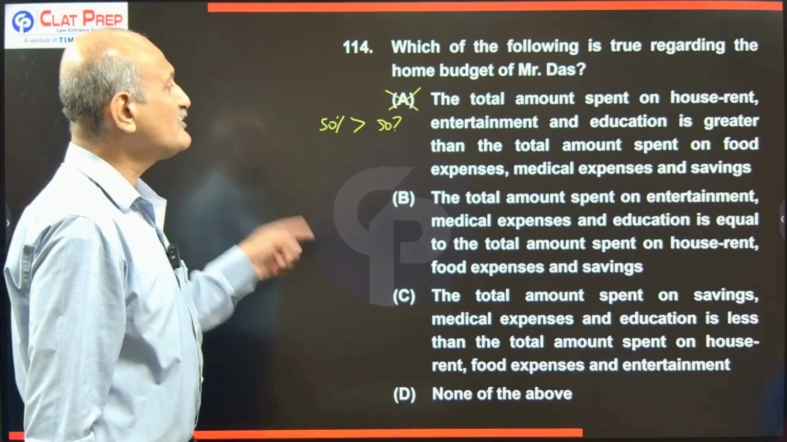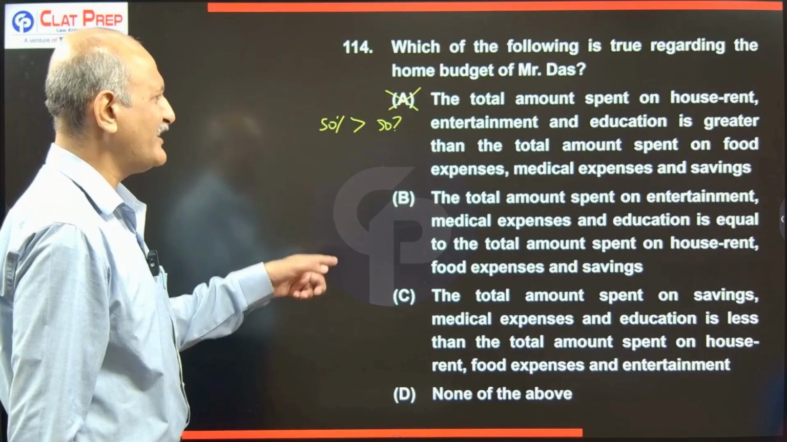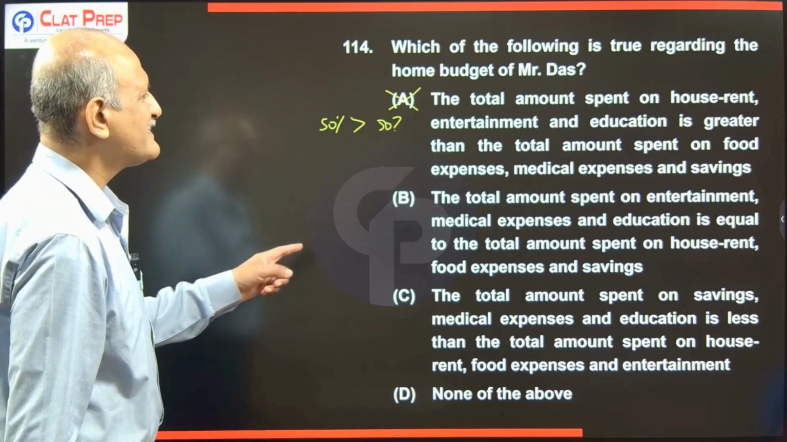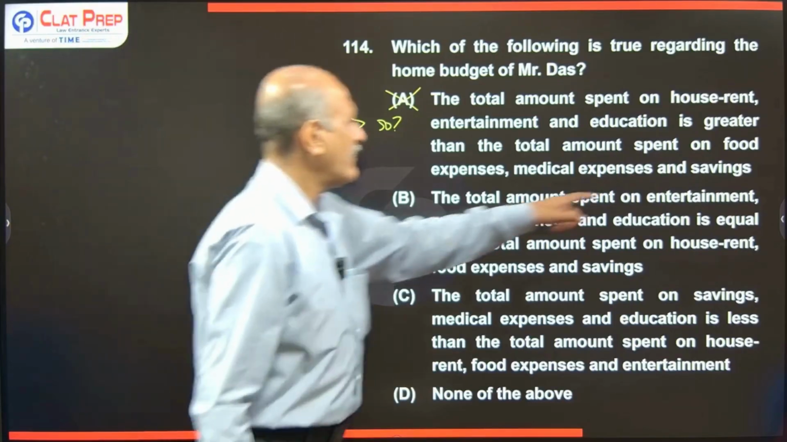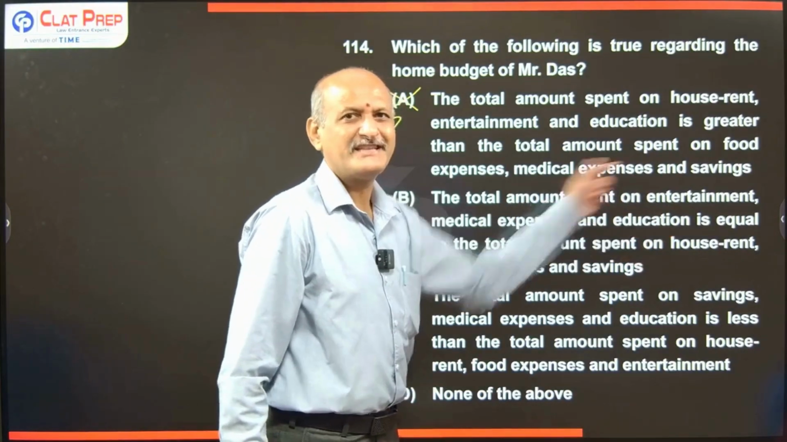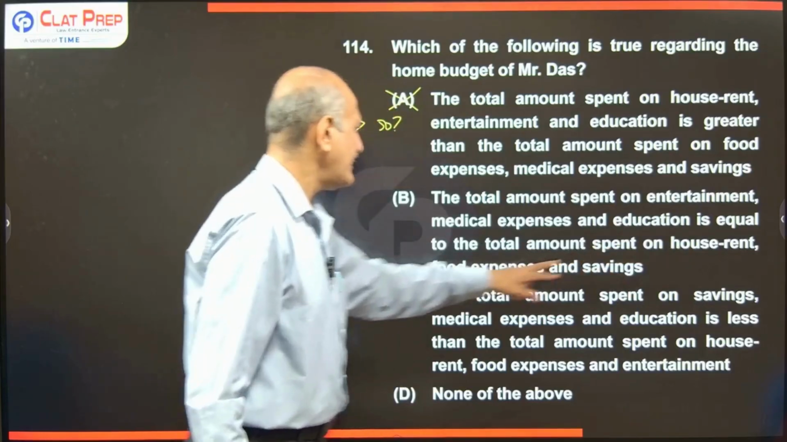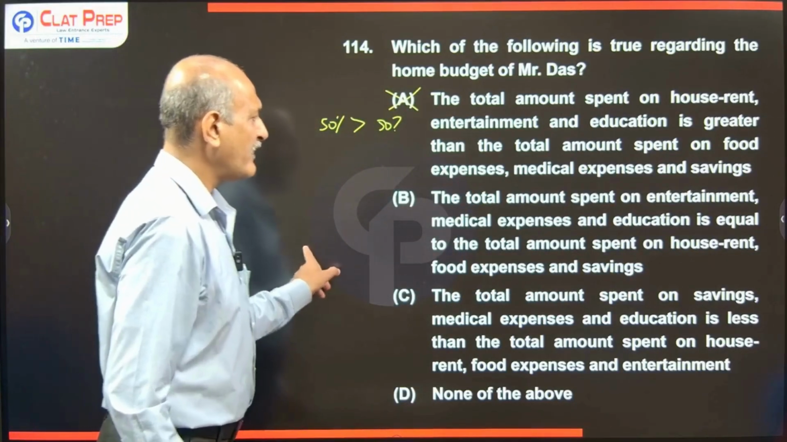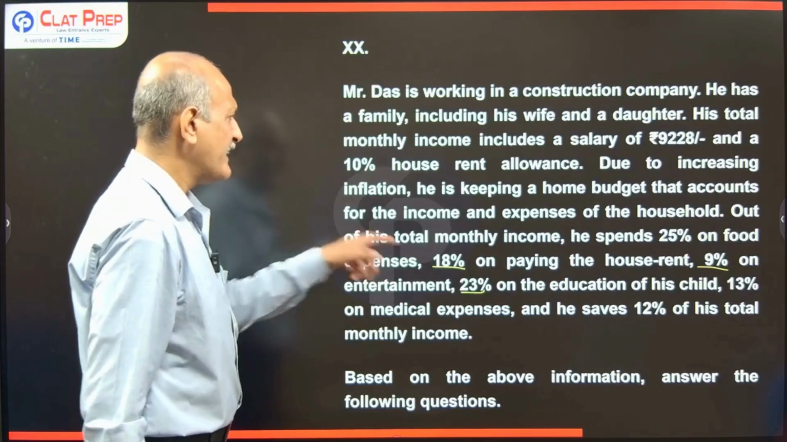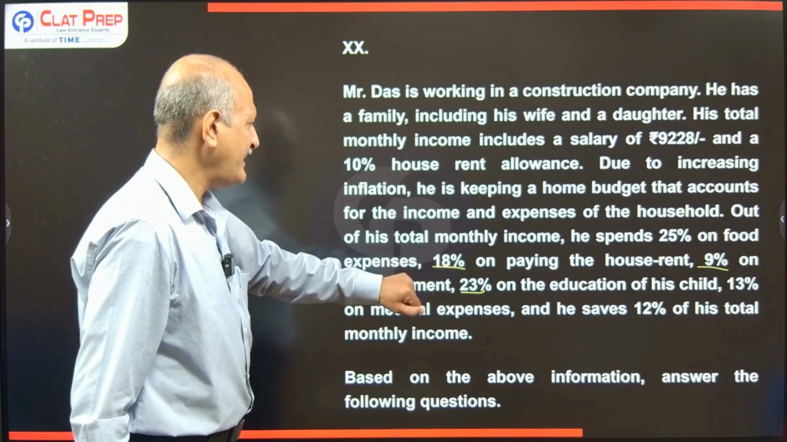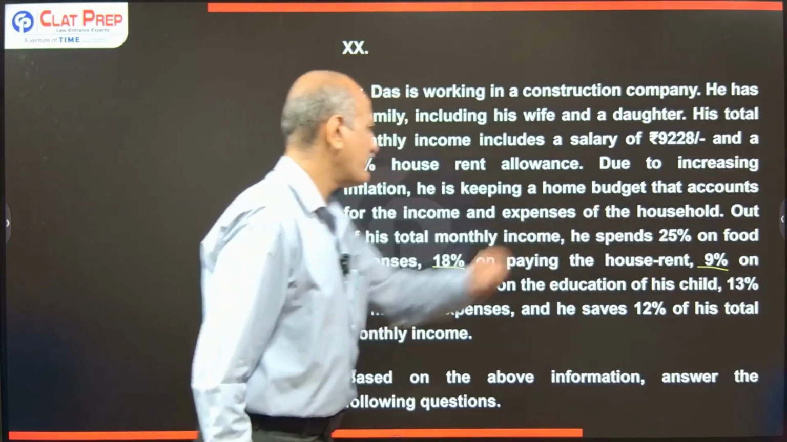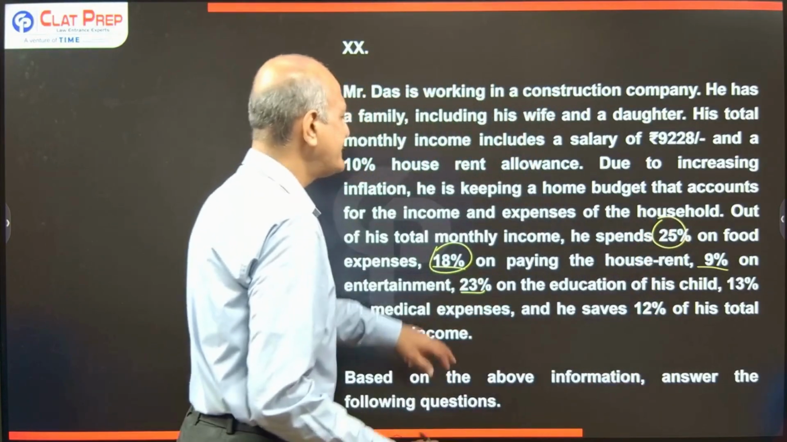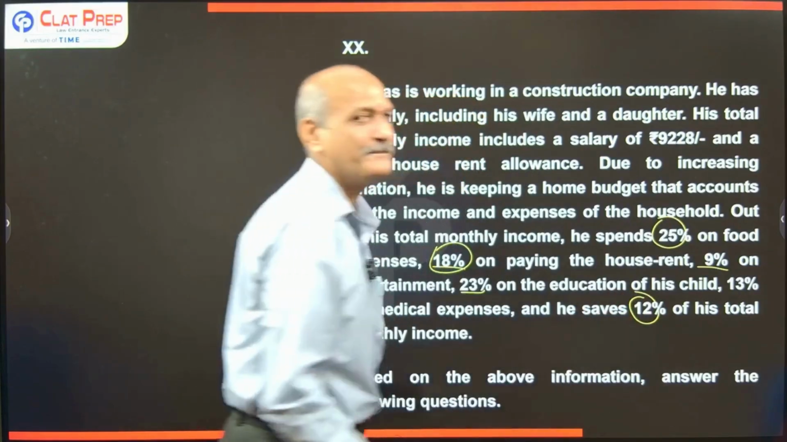It reads, the amount spent on entertainment, medical expenses and education is equal to the total amount spent on house rent, food expenses and savings. Again the same thing. Entertainment, medical and education are 3 categories, and the next 3 categories are house rent, food expenses and savings. Same thing, let's calculate. House rent is 18%. Food expense is 25%. And savings is how much? It is equal to 12.